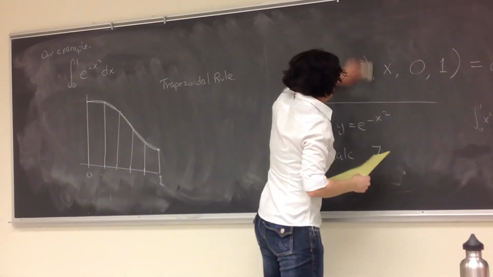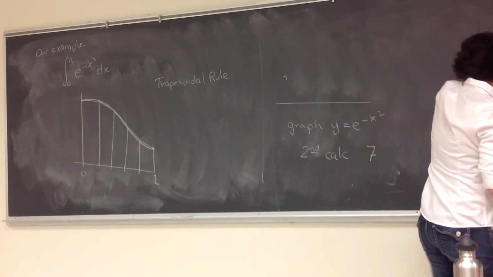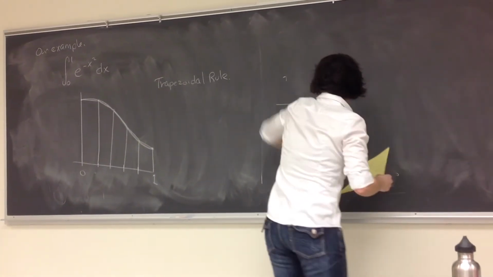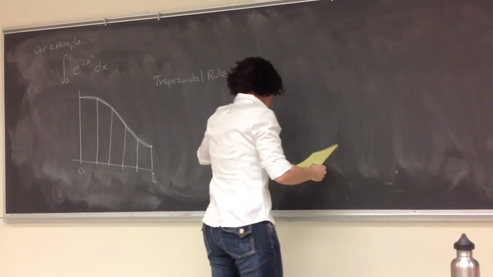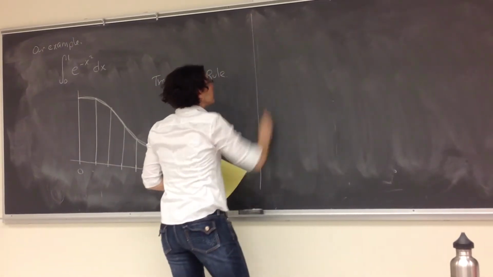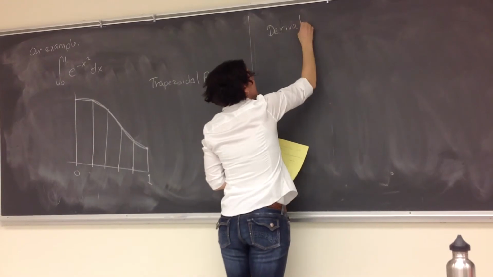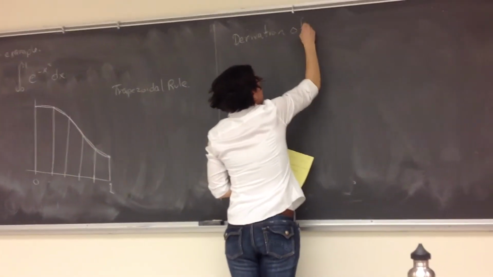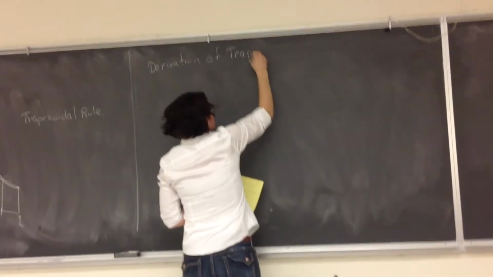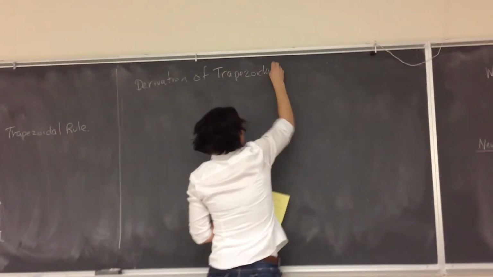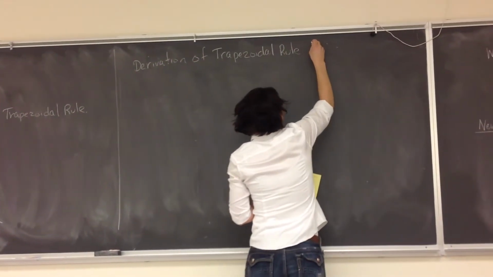Alright, so just like the right-hand rule, we can write down a nice formula for the trapezoidal rule, and here's how it works. So here is the derivation of the trapezoidal rule formula.